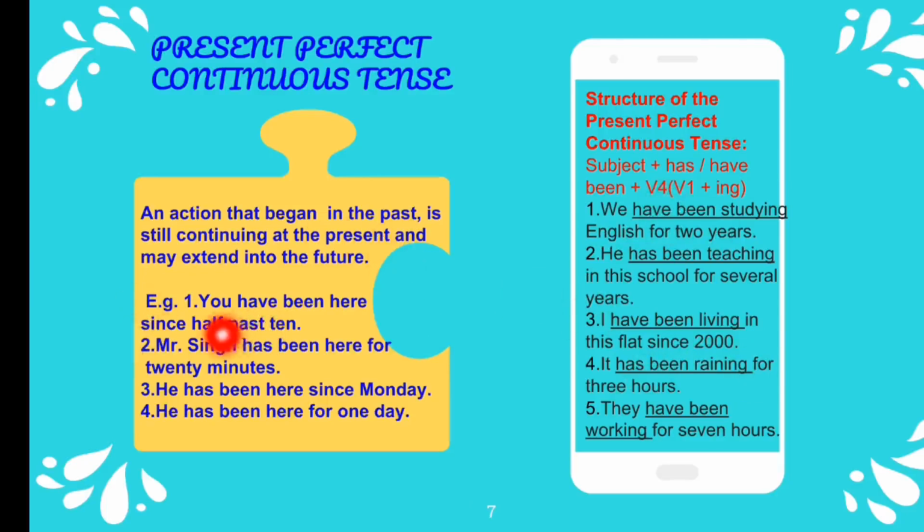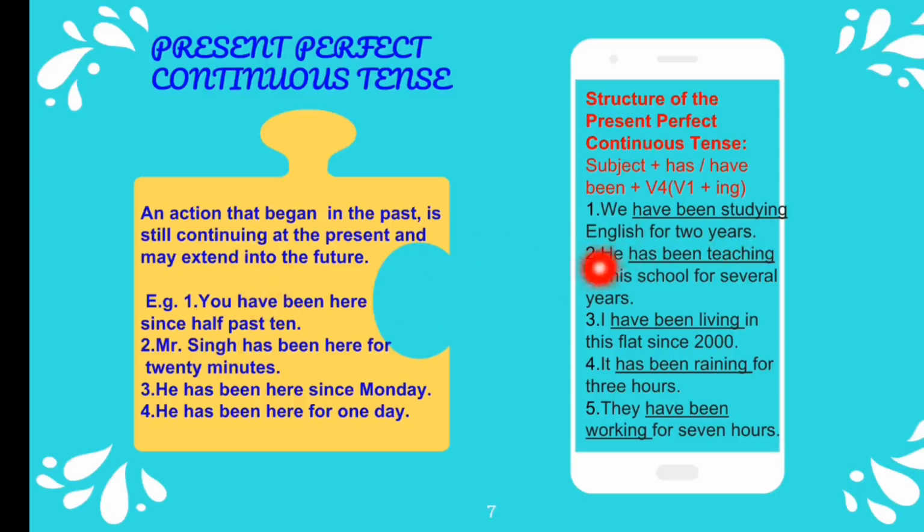So let's see some examples. You have been here since 10:30. Remember children, the words since and for are most commonly used for present perfect continuous tense. Mr. Singh has been here for 20 minutes. Has been here. He has been here since Monday. He has been here for 1 day. So you have been here since 10:30, right? From the past the person was here and now also is here, and it may extend into the future also.